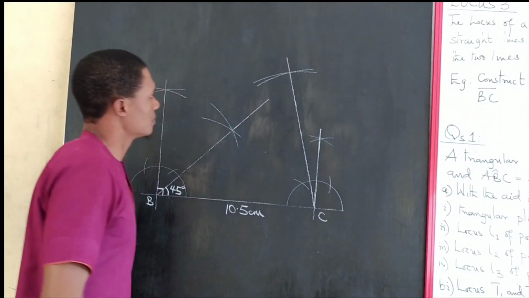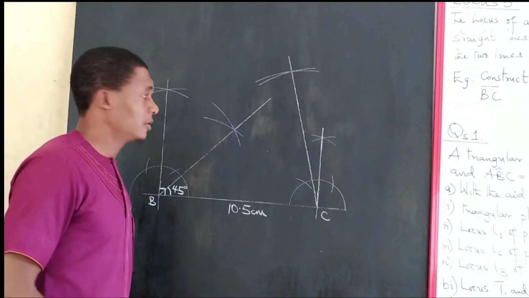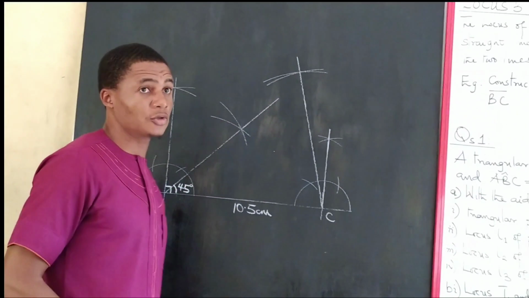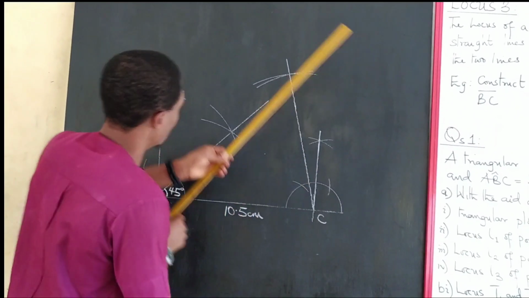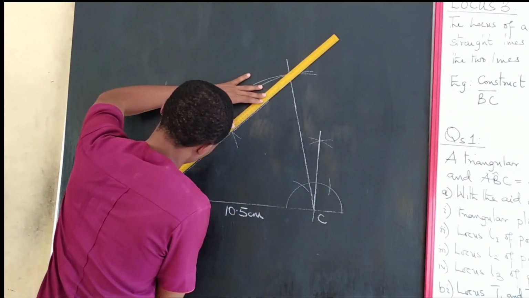Okay. Now you notice something now. You see that this has not formed a triangle, right? So I have to extend this one to form a triangle. Okay? So let me extend and form a triangle.